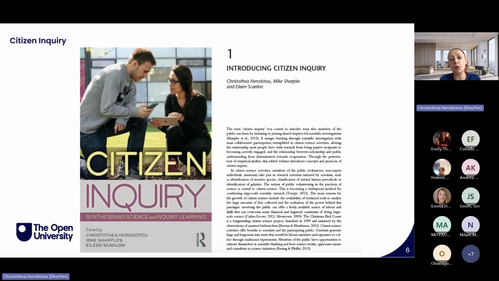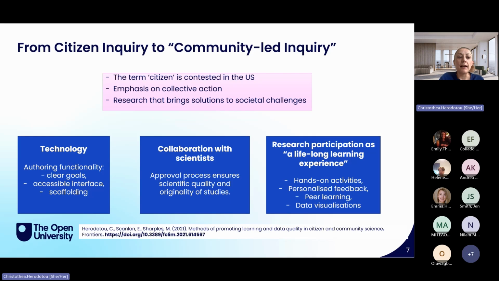So you could see a problem starting with people based on their needs and requirements, and then with them designing and developing the whole research process.